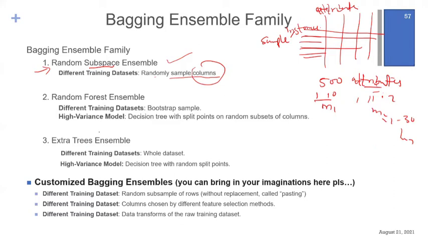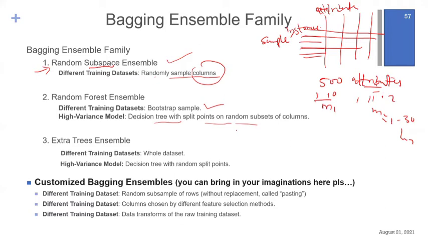Then the second option is what we call the random forest ensemble. The random forest ensemble is the one that uses the bootstrap sample that we mentioned. Then we use a decision tree with the split point on a random subset of the columns. So in addition to making a random sample with replacement, which is called the bootstrap sample, the decision tree also selects a subset of the columns at random. So for every base learner, it will generate the decision tree using randomly selected attributes as the starting point.